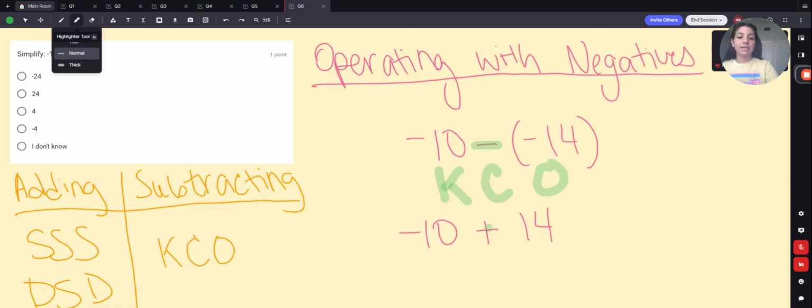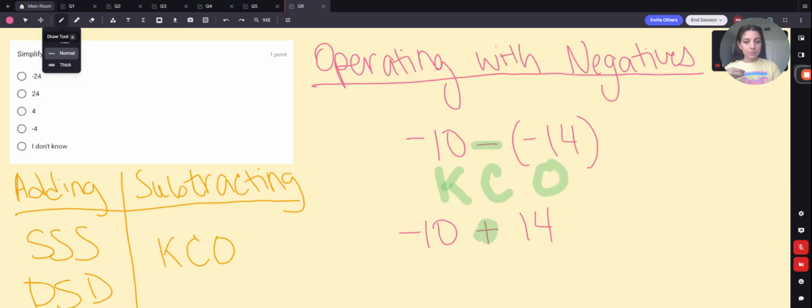Now that we have an addition operation, we go to our rules for adding and decide which rule is going to help us add negative 10 and 14. Same sign sum is for an addition operation when both of the terms are either both negative or both positive. Since we have one that's negative and one that's positive, we're going to use different sign difference. Because they have different signs, we will take the difference of them and then we keep the sign of the bigger group.